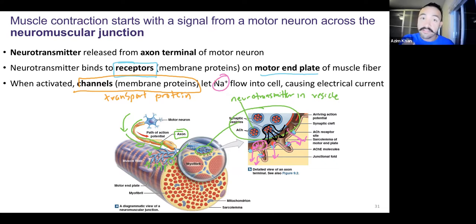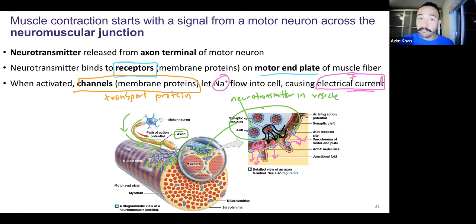Sodium ion has a positive charge. And when you have a positive charge, or any charge really, but in this case it happens to be positive, moving in one direction, that causes an electrical current. Once again, why it's going into the cell, you'll learn about that in physiology. But believe me, for now, sodium is flowing into the cell when this channel opens up. That movement of ion is a form of electricity. Any movement of charge is electricity.